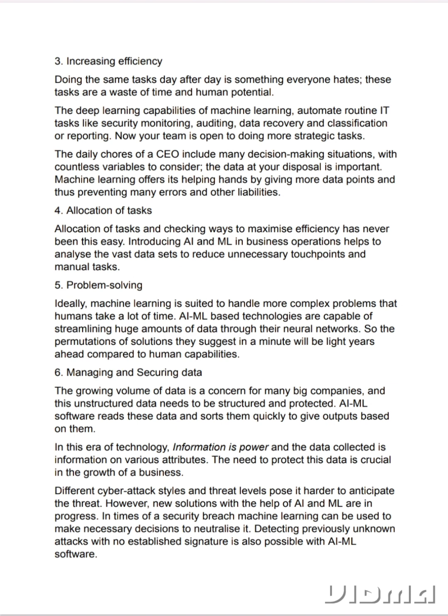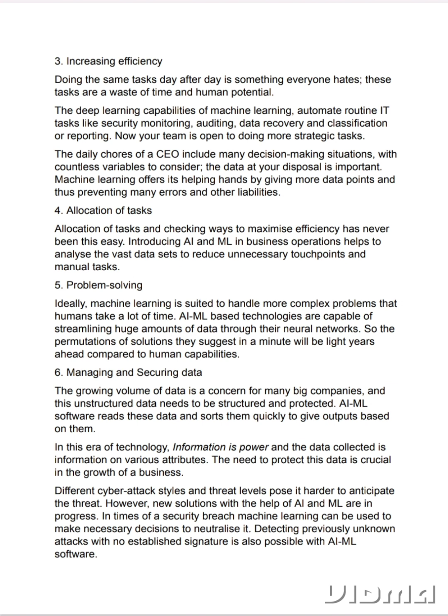6. Managing and securing data. The growing volume of data is a concern for many big companies, and this unstructured data needs to be structured and protected. AI ML software reads these data and sorts them quickly to give outputs based on them. In this era of technology, information is power and the data collected is information on various attributes. The need to protect this data is crucial in the growth of a business.